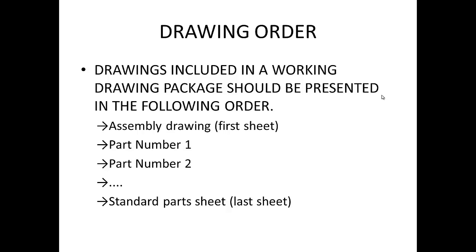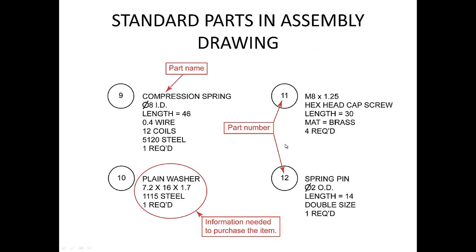And then at the end, you should add the standard part sheet as the last sheet. So you don't have to draw them. You have to list what standard parts you will need for this assembly. One example of standard parts in an assembly is shown here. For example, if you have a compression spring, you might say that the diameter is 8, the length is 46, it's 0.4 wire, it has 12 coils, this kind of steel, and you need one.